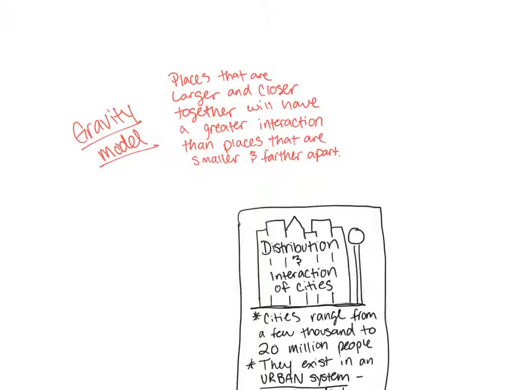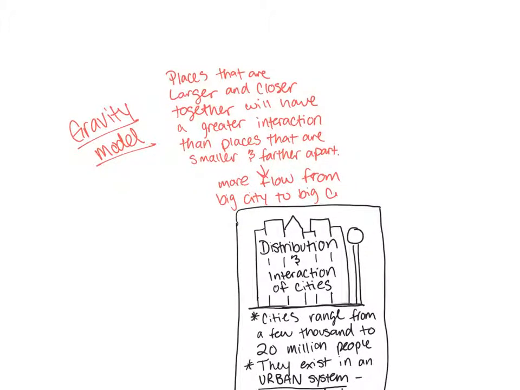So we also need to write down that there's going to be more flow between the bigger cities, okay? So more flow from big city to big city. So this is the model that we're talking about.